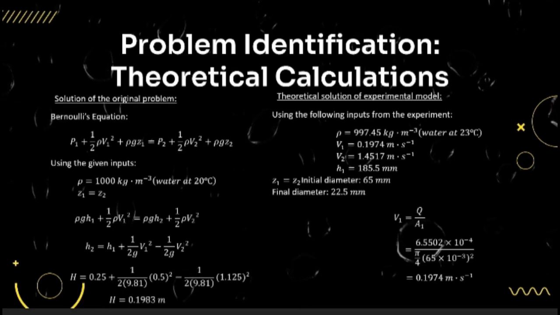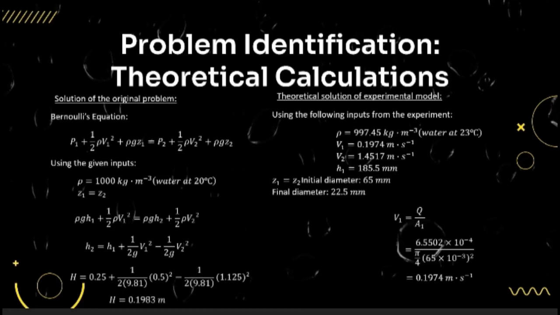To do this, the problem was first solved theoretically, using Bernoulli's equation and the assumptions that the flow is ideal, that there are no losses, viscosity or slipping, and the flow is inviscid with a linear velocity profile. Furthermore, it was assumed that the flow rate of water is constant. The original problem was solved and h was calculated as 0.1984 meters.